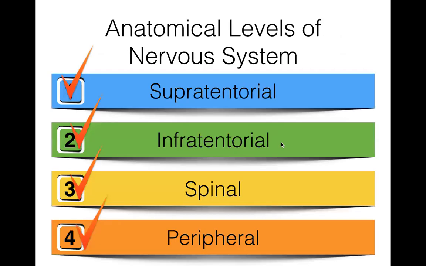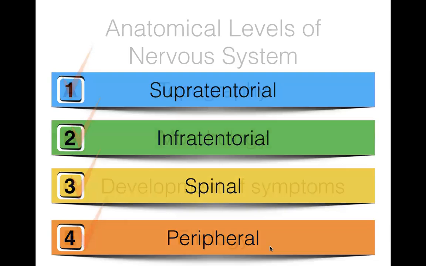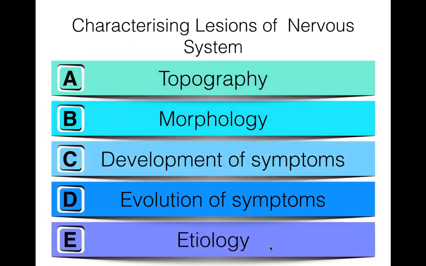Okay, so that would be the different anatomical levels of the nervous system. That would include supra, infra, spinal, and peripheral. Now, after we have localized the anatomic level of the lesion, we have to characterize it. There are 5 criteria for characterizing a lesion of the nervous system. That would include topography, morphology, the development of symptoms, the evolution of symptoms, and etiology.